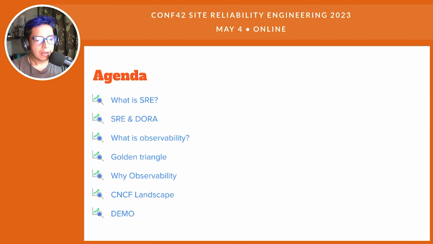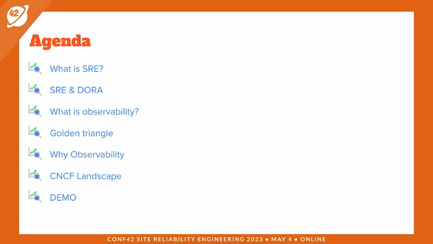So what is the agenda for today? Today we're talking about SRE. Then we continue with DORA. What is DORA? How can we use DORA and continue with observability? The golden triangle. Why observability for us? The CNCF landscape and a little demo. With this agenda, we define exactly what topics we want to cover in this talk and how, from my perspective, I check and do things in the current job that I do.